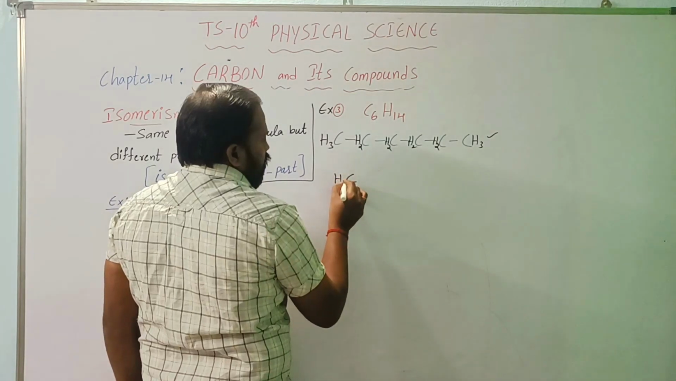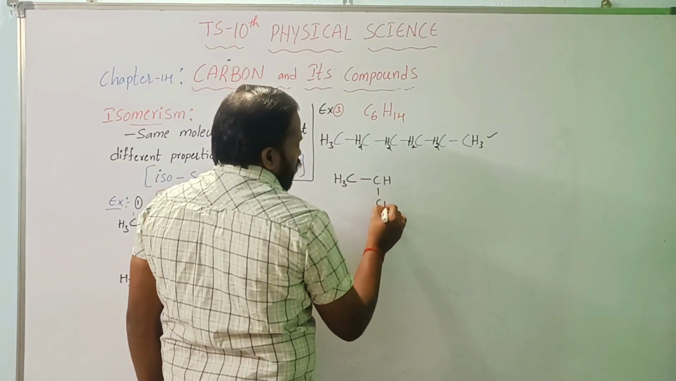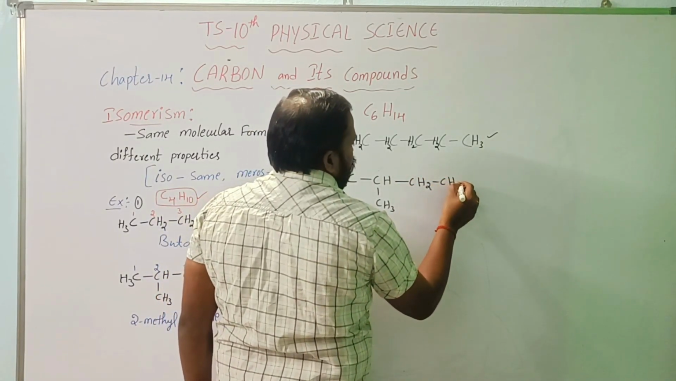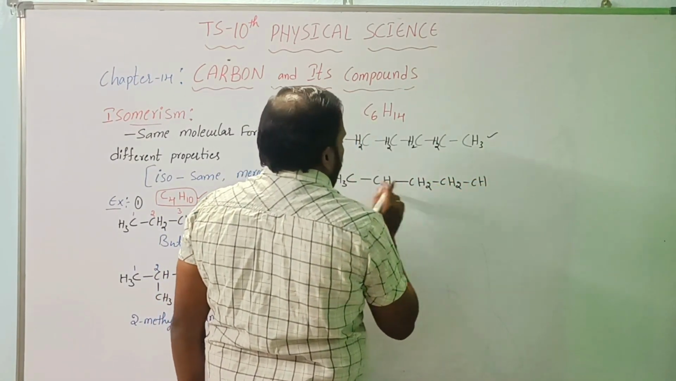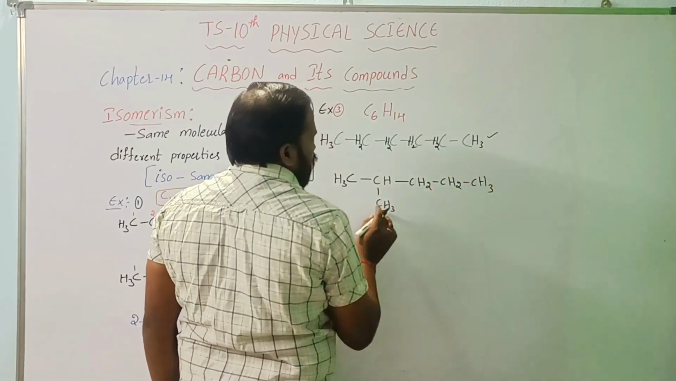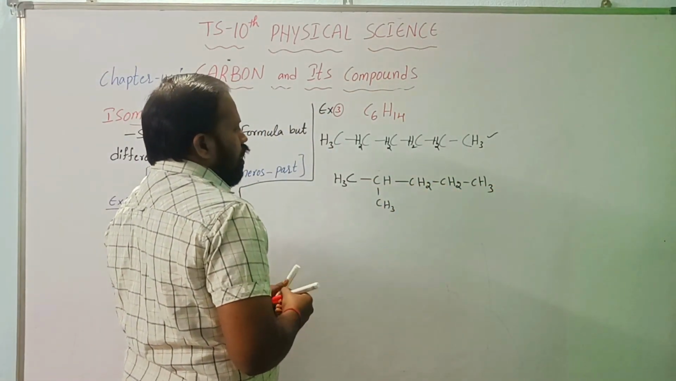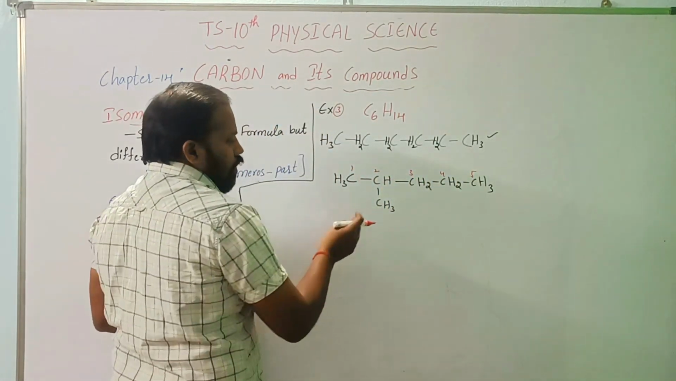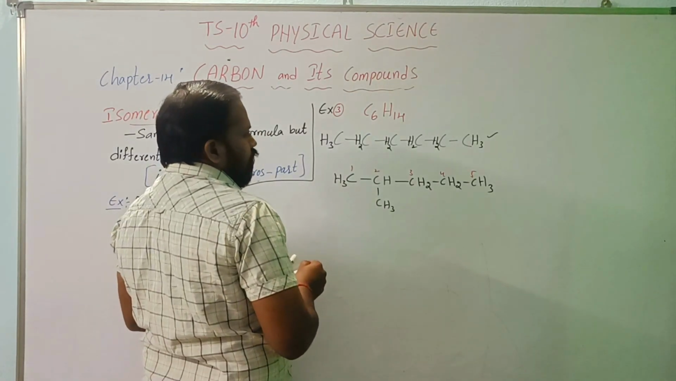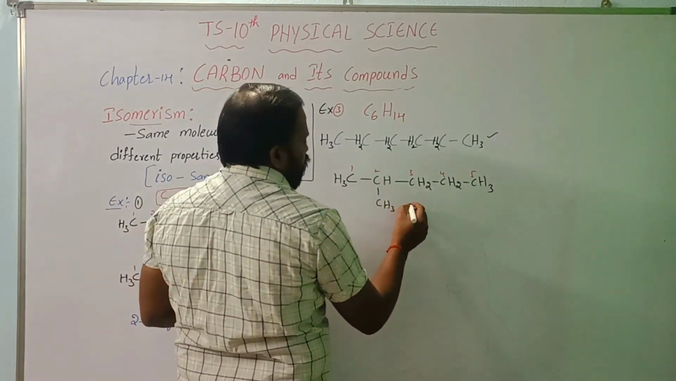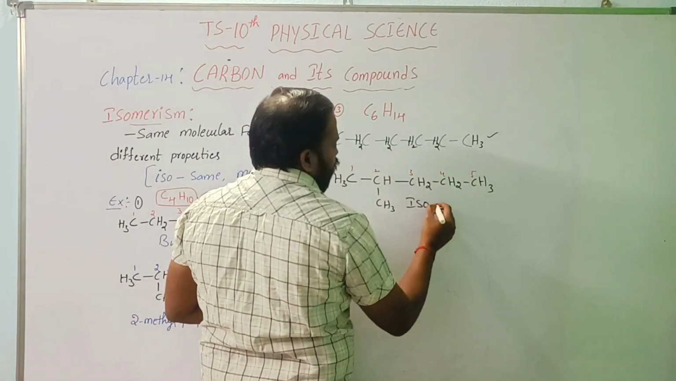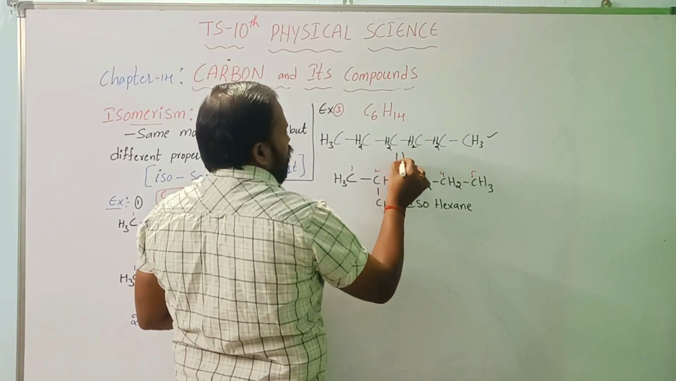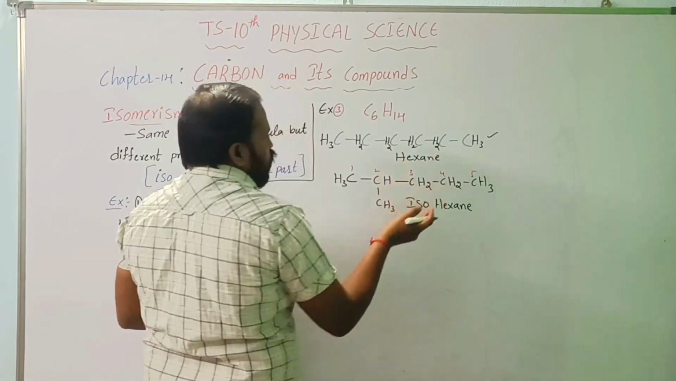Next, CH3, CH, CH3, one branch I am taking, then CH2, CH2, CH3. 1, 2, 3, 4, 5, plus 1, 6 carbons. In the longest chain I am taking 5 carbons with one branch. So what is the name of this compound? At the second carbon there is a methyl group, so we can write iso. Total number of carbons is 6. It is hexane. Isohexane. So what is the name of the first compound? Hexane.